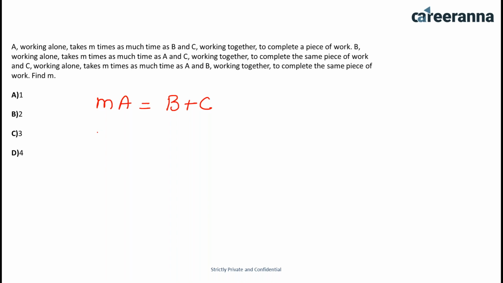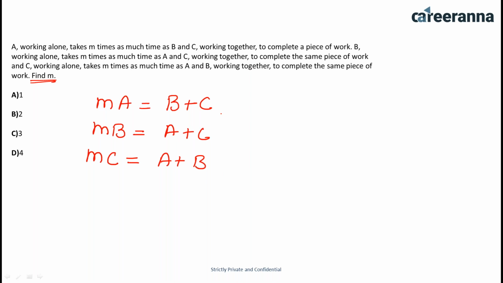Similarly, in the second statement, M times of B is equal to A plus C, the work whatever they are doing. And for the third statement, you can say M times of C is equal to A plus B. Okay, so from the question we are getting this much data. Now in this question you don't have to use any LCM or anything. The question is asking for the value of M.